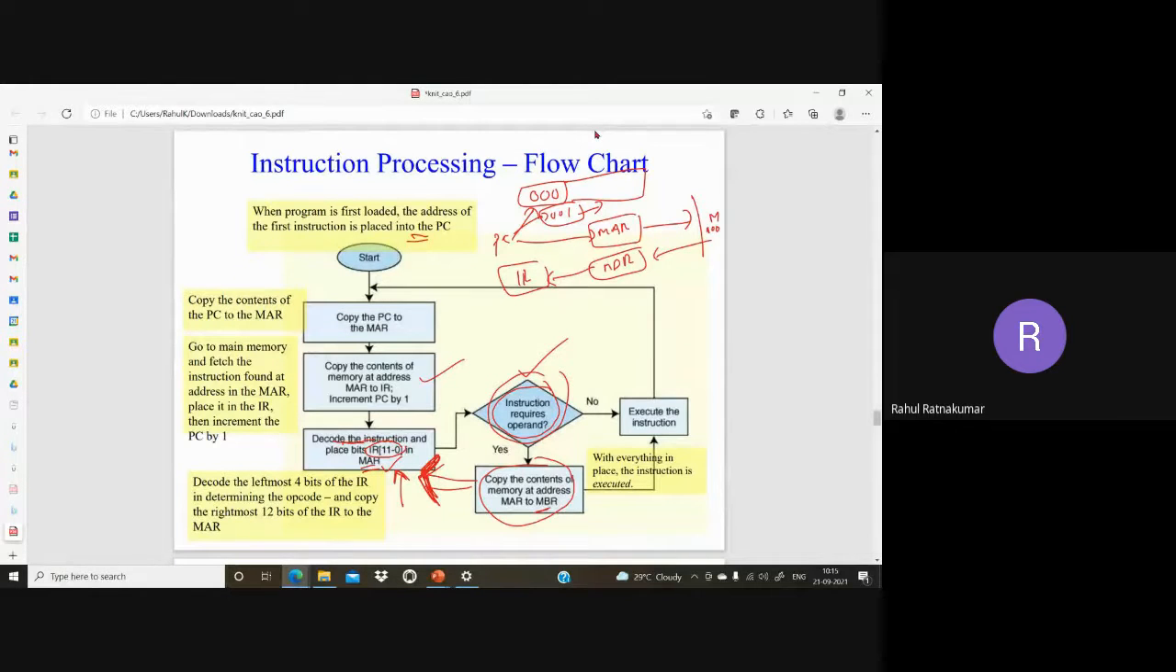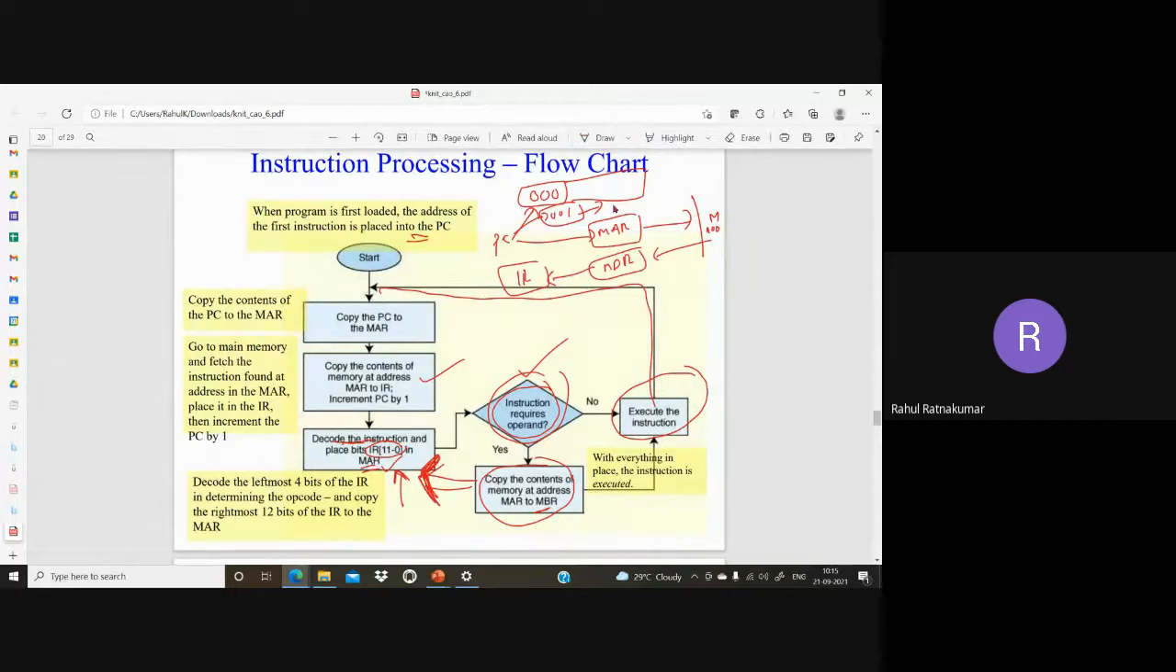Okay, so if there is no operand required, directly execute the instruction: halt, input, output, all those things. Then again go to fetching the next instruction. That's it.